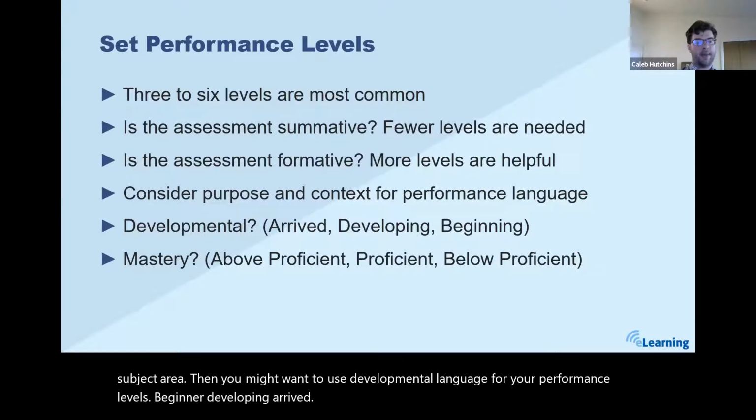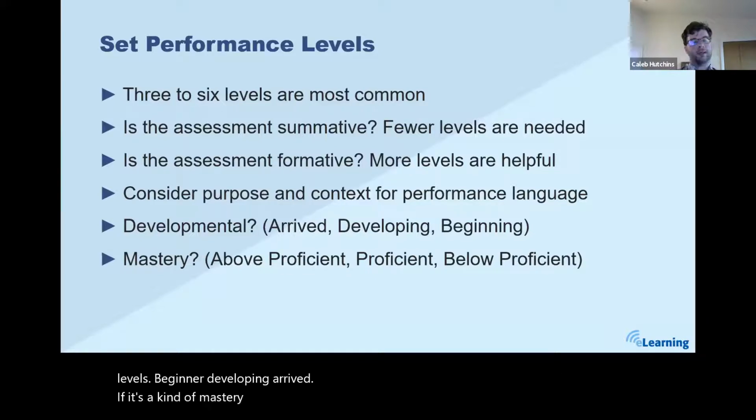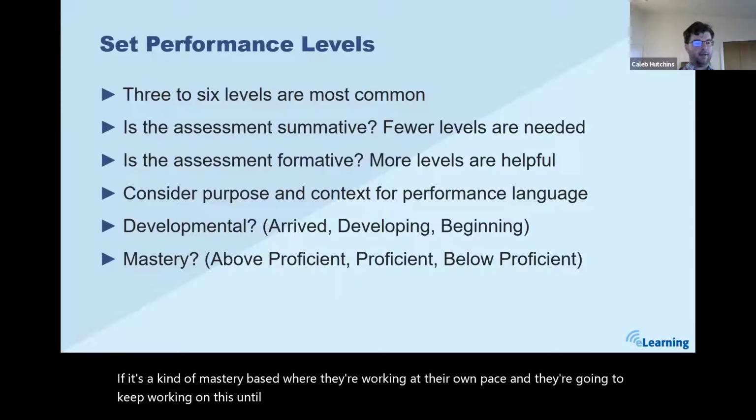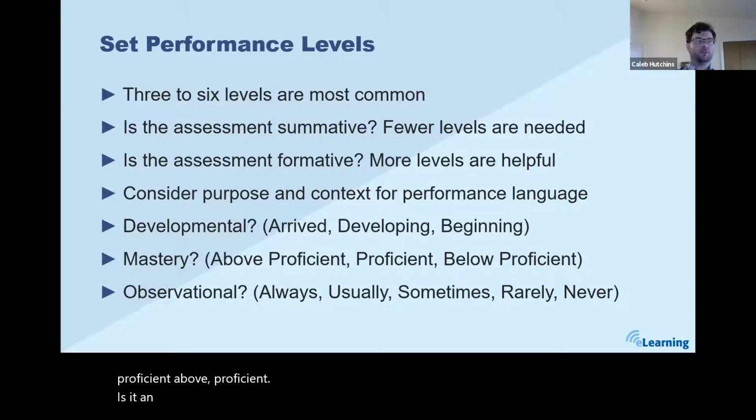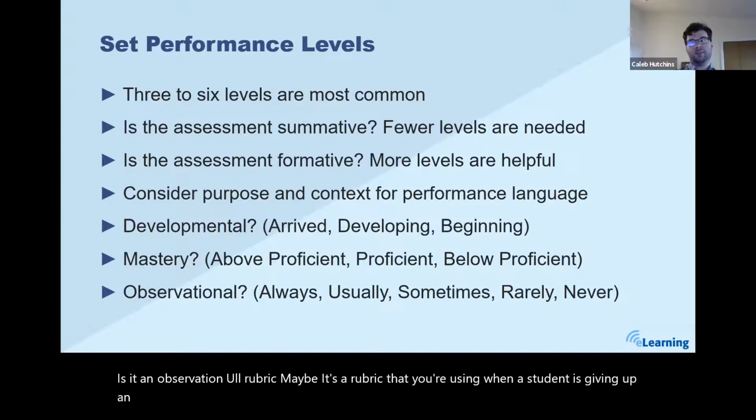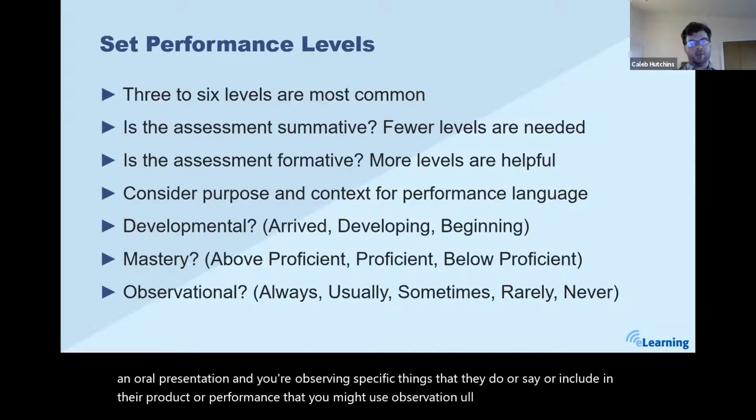If it's a kind of mastery based where they're working at their own pace and they're going to keep working on this until they figure it out, then you might use proficiency: below proficient, proficient, above proficient. Is it an observational rubric? Maybe it's a rubric that you're using when a student is giving an oral presentation and you're observing specific things that they do or say or include in their product or performance. Then you might use observational language like always, usually, sometimes, rarely, never.